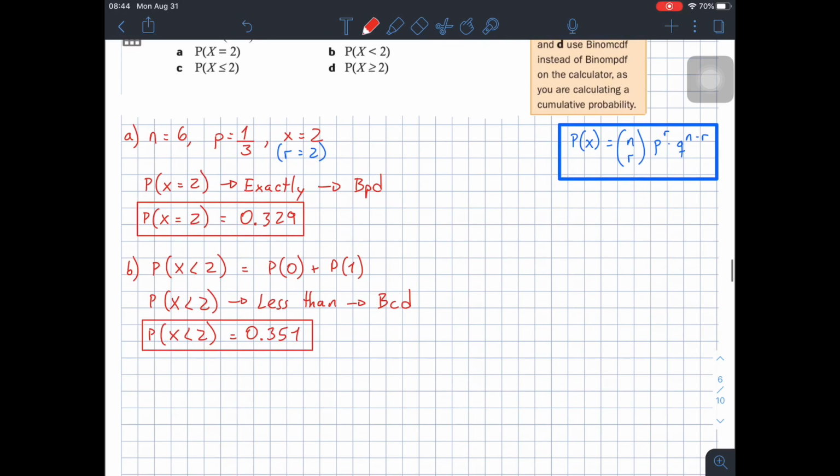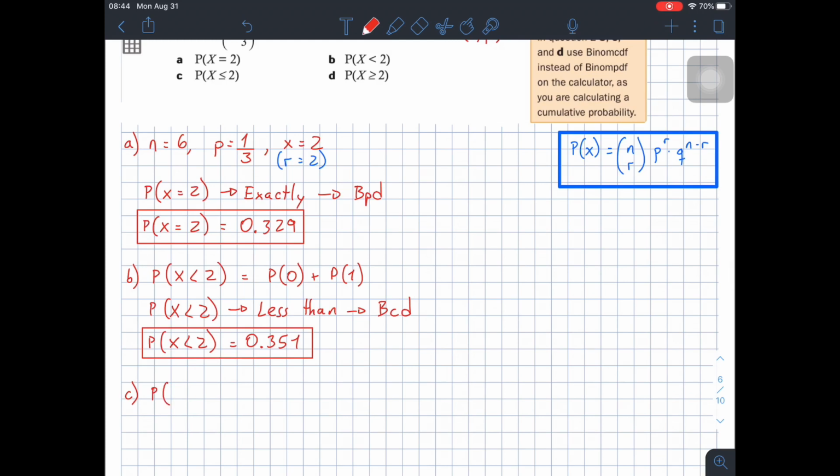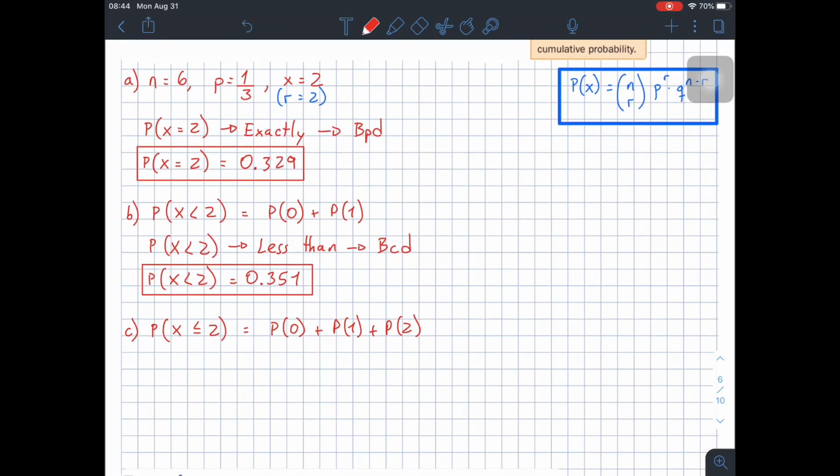Okay, then for part C, it says probability of x being less or equal than 2. Okay, so now the difference is that we're just adding probability of 2, right? This is probability of 0 plus probability of 1 plus probability of 2. So we're doing exactly the same thing, the same steps. I'm just going to write this here, probability of x being less or equal than 2. But the only thing that changes is that now we need to put as the upper boundary, we need to put x equals 2, right?